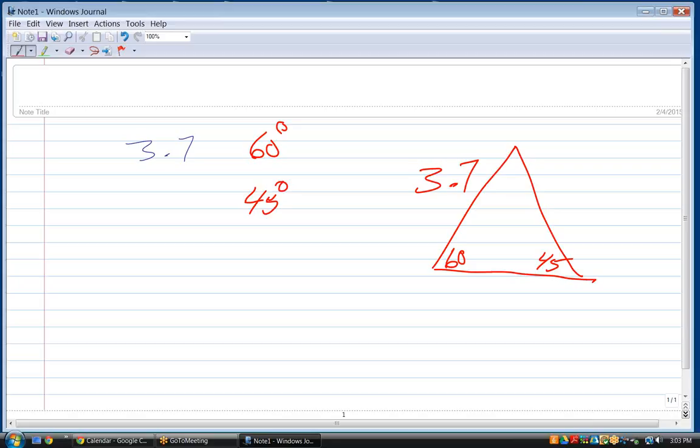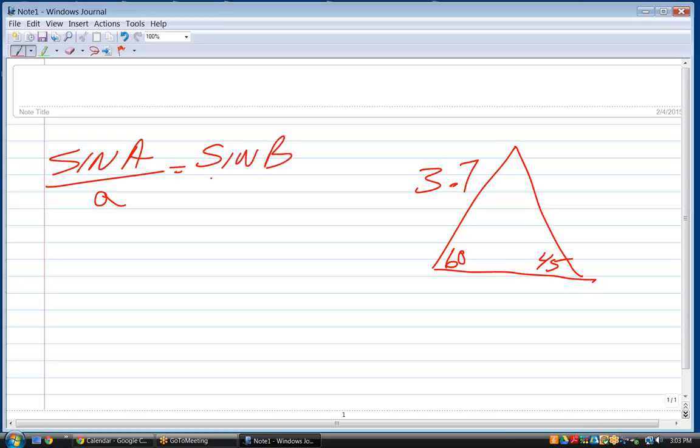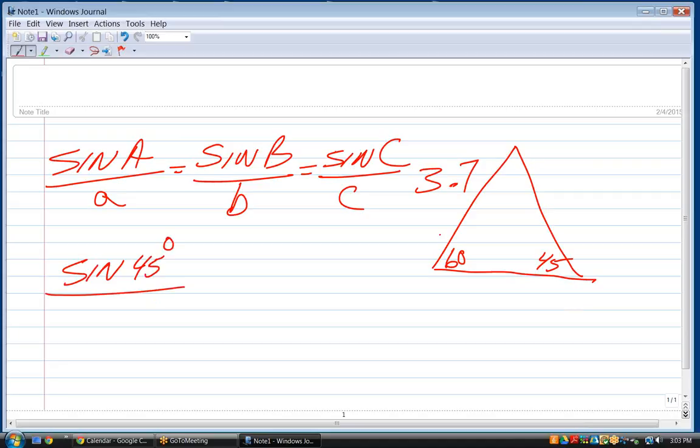So we're going to use the law of sines. What does the law of sines say? Sine A over a. Basically it says that as long as you're looking at a triangle, the relationship between the sine of any angle and its opposite side is the same. So I can say that the sine of 45 degrees divided by its opposite side, 3.7, is a fixed ratio. That is a number. It's not going to change in this triangle.